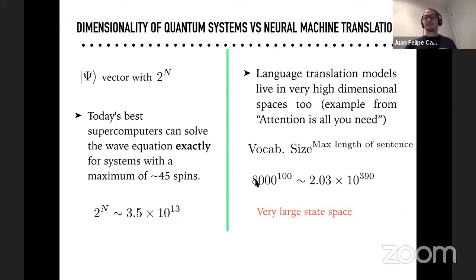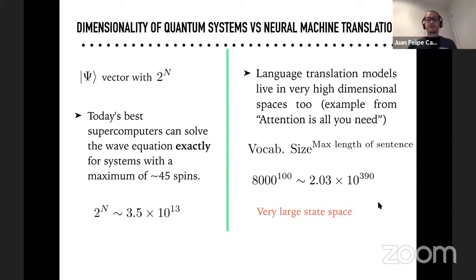For instance, an example that I read is that if you want to have a clear understanding of an article in the BBC News, you need roughly 8,000 words to have a good grasp. And then you raise that to the power of 100, which is for understanding a paragraph, and that gives you a very large state space where these models live. So that's, if you want, a commonality between these two systems, between quantum physics and neural machine translation.